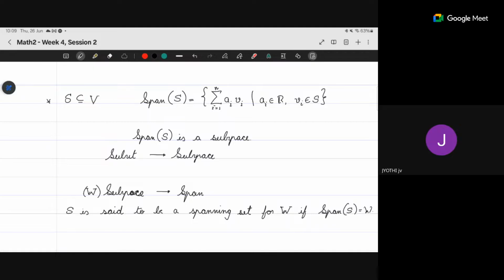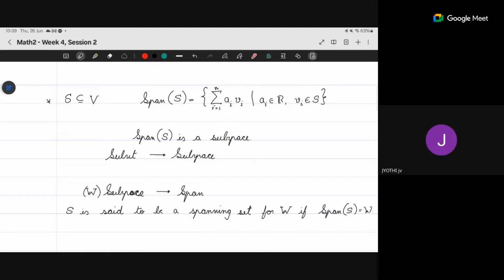But if you start out with any arbitrary vector space or a subspace of any vector space, does there exist a set for which the span of that set is equal to the vector space that you started out with? That is a question that we tried to answer in the last session also. So what we want is span of S is equal to W.